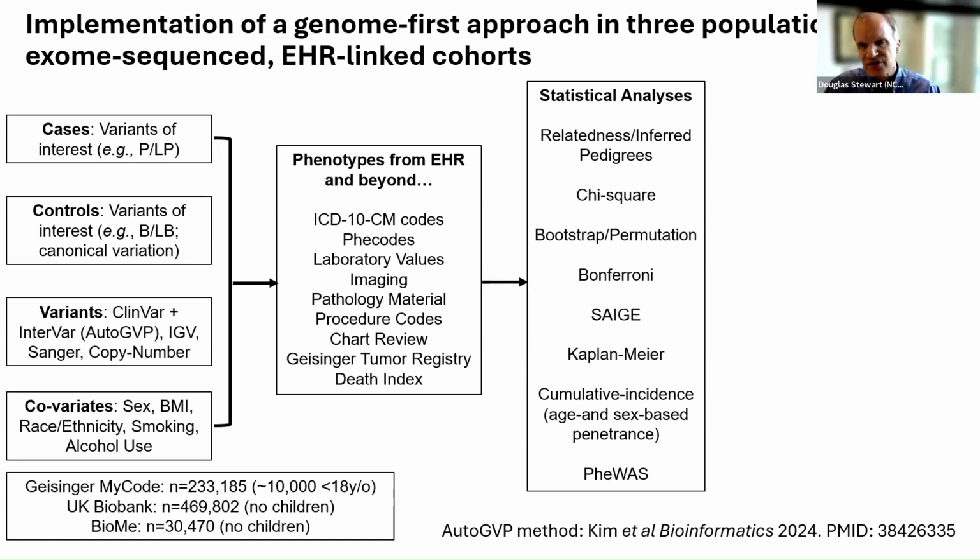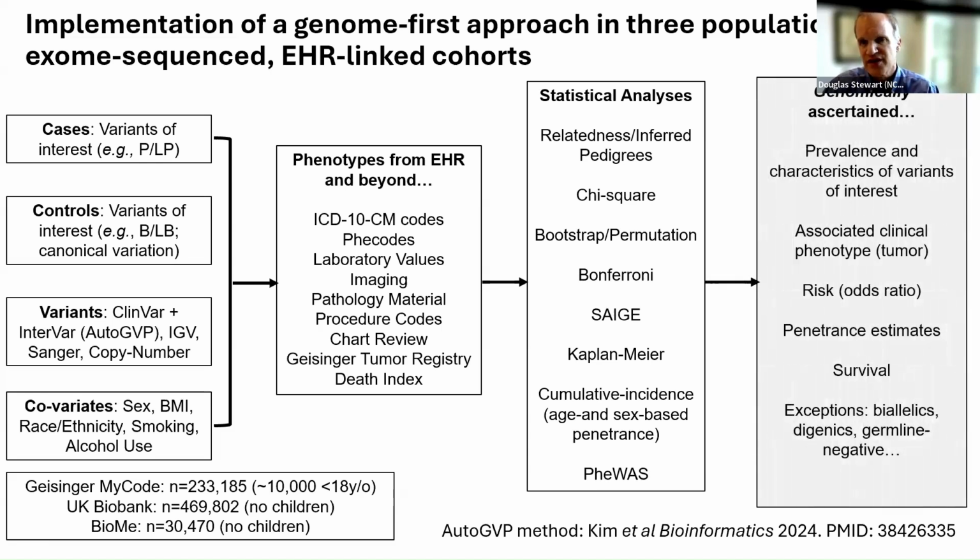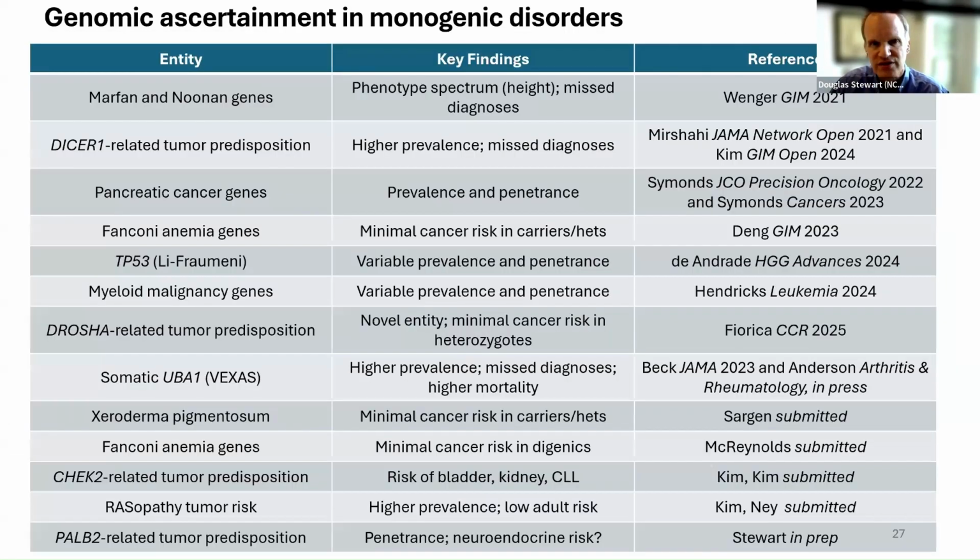And then we rely on our statistical colleagues to keep us straight and honest, using the right methods and interpreting the data properly. So I list some of the methods there. And then if we do this correctly, we ideally have genomically ascertained prevalence, the phenotype, risk, penetrance estimates, and survival. And then as a geneticist, you can nerd out on all sorts of things. You can look at biallelics if relevant. You can look at digenics, a variant in two different genes in the same pathway. And of course, you can look at people who are germline negative and phenotype positive. There are lots of different iterations on this.